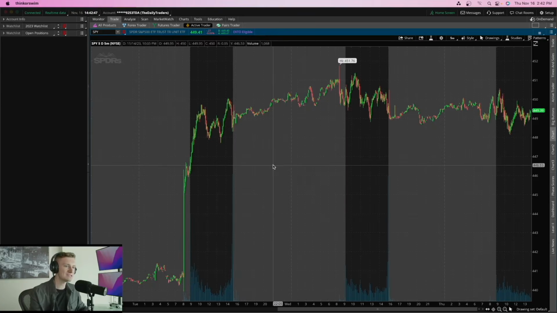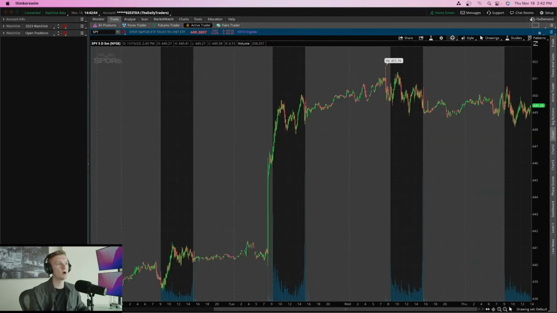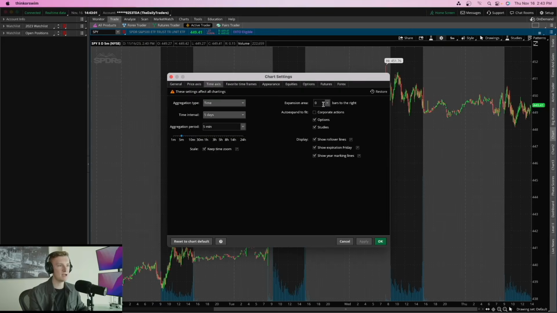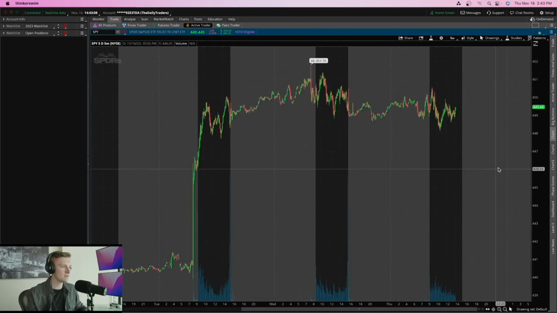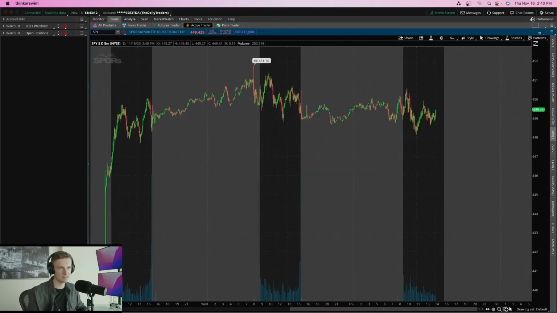So under trade, this is where we're going to be doing all of our charting and technical analysis. Now, what I'm going to want you to do is go over to this little chart settings, click on time axis, and then add 180 to the right. So 180 bars to the right, click on apply, and now it's going to give you some space over here. So it's going to be a little bit easier to do our TA, our technical analysis.